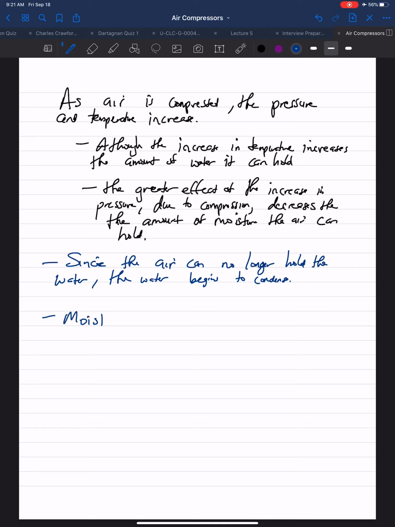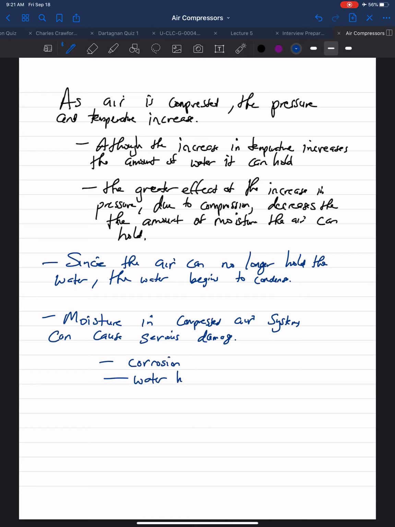Moisture in compressed air systems can cause serious damage, including corrosion, water hammer, freeze damage, etc. So we want to avoid moisture in compressed air systems.